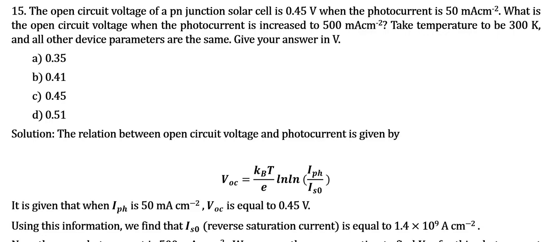So, is that clear? The initial part is already given to you, right? 0.45 is given, kB is known, T is known, e is there. There is only one ln, this is a typo. Then IPH is given. Only thing that we don't know here is the ISO value. So first we calculate the ISO value, that is 1.4 into 10 power 9. And that ISO you will have to substitute in the second set. And there IPH was increased to 500 milliamps per centimeter square. So new VOC is 0.55. Is that clear? Yes, ma'am. Yeah.